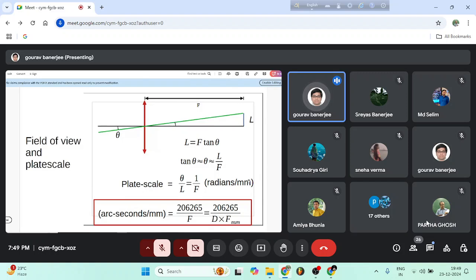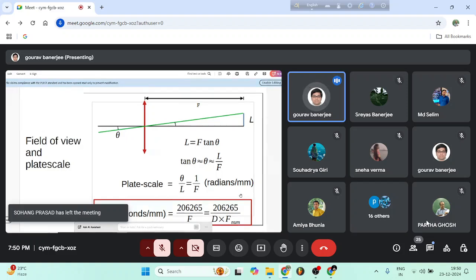But radians per millimeter is a very unwieldy formula to use. So what you do is use the radians to arc second conversion, and that conversion factor, if you remember, is 206265. Then the plate scale equation simply becomes 206265 divided by your focal length. And if you don't know the focal length, and you only know the diameter of the telescope and the f number, then this formula simplifies to something like this. We'll use this formula and try to get acquainted with it a little bit.